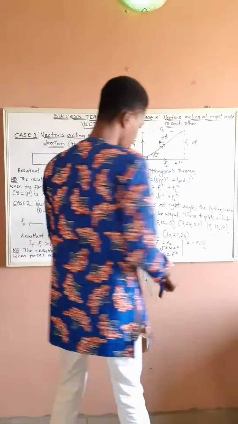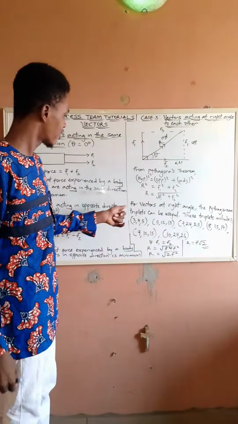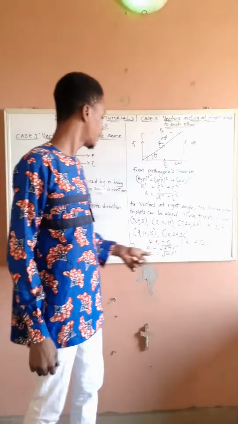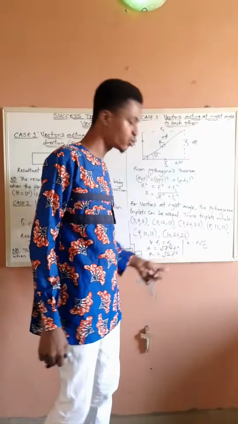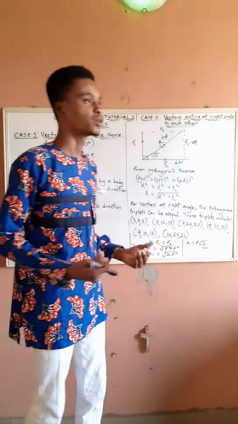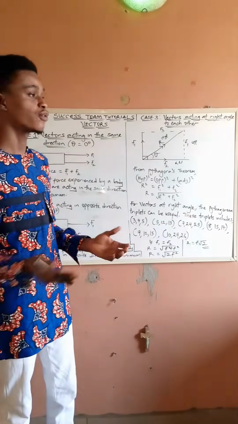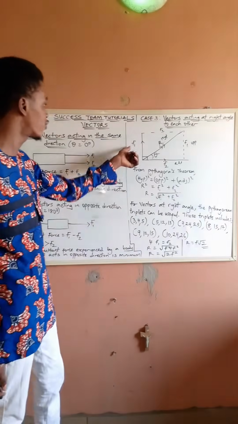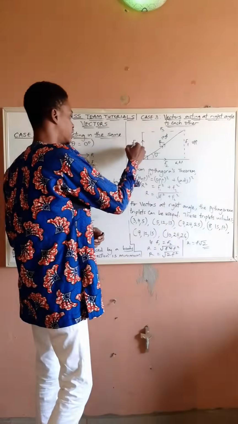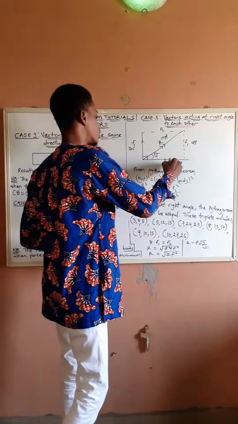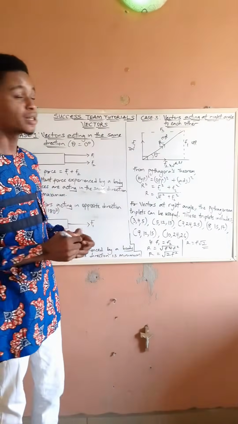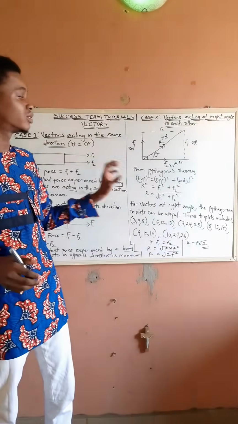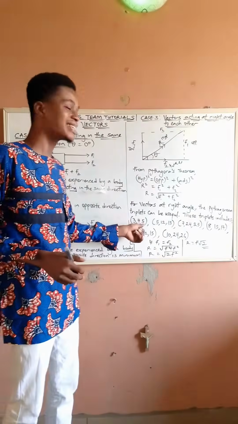Now I also said some stuff here. I said that for vectors at right angle, the Pythagorean triplet can be useful when you are in your exam hall. For example, if you are in your exam hall and they tell you that F1 is 3 Newton and F2 is 4 Newton, then they ask you to calculate the resultant force. You don't need to think. As long as you know your Pythagoras triplet, you don't need to solve. Just know that the answer is 5.